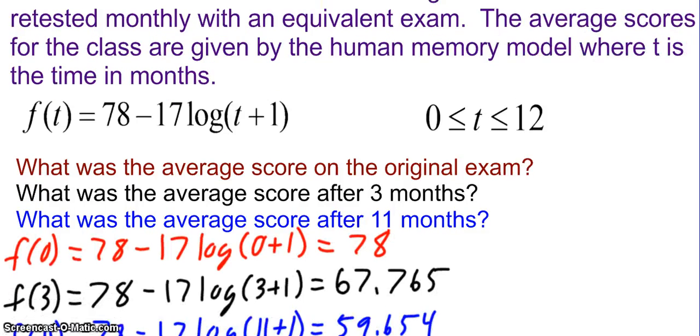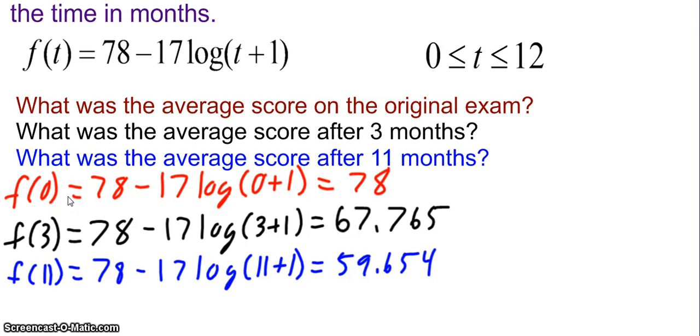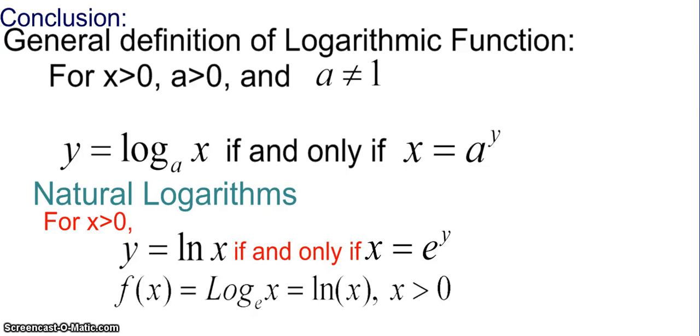Okay, so hopefully this was as easy as it should have been. Plug in 0 for the original exam, plug in 3 for after 3 months, plug in 11 for after 11 months, type this into your calculator. We get 78, 67.765, 59.654. We can see that we are forgetful and that the averages go down over time. Here's your conclusion. Make sure you understand how to switch from a log to an exponential and an exponential to a log. That's the most important thing.